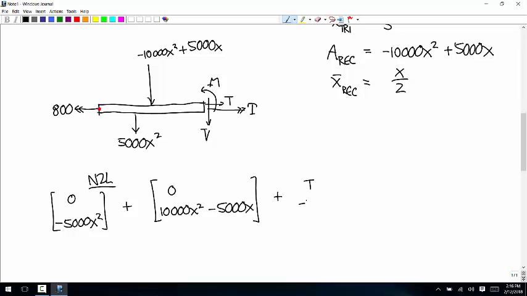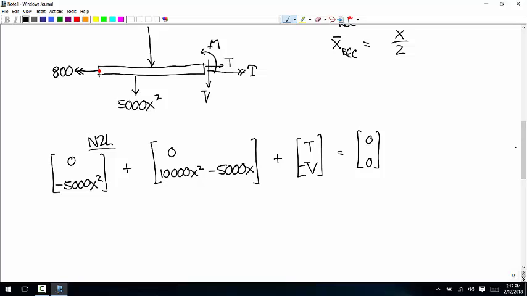and plus t minus v is equal to 0. So tension is 0 and shear force is positive 10,000 x squared minus 5,000 x squared. So positive 5,000 x squared minus 5,000 x.